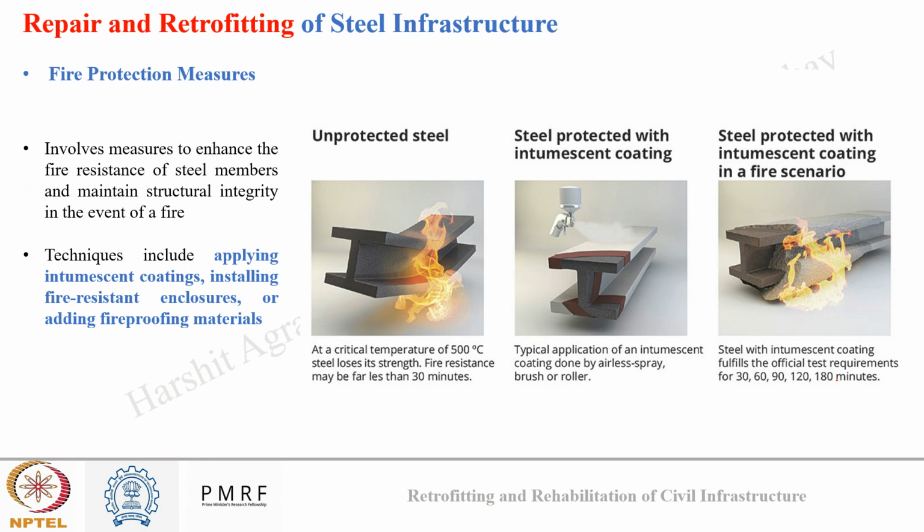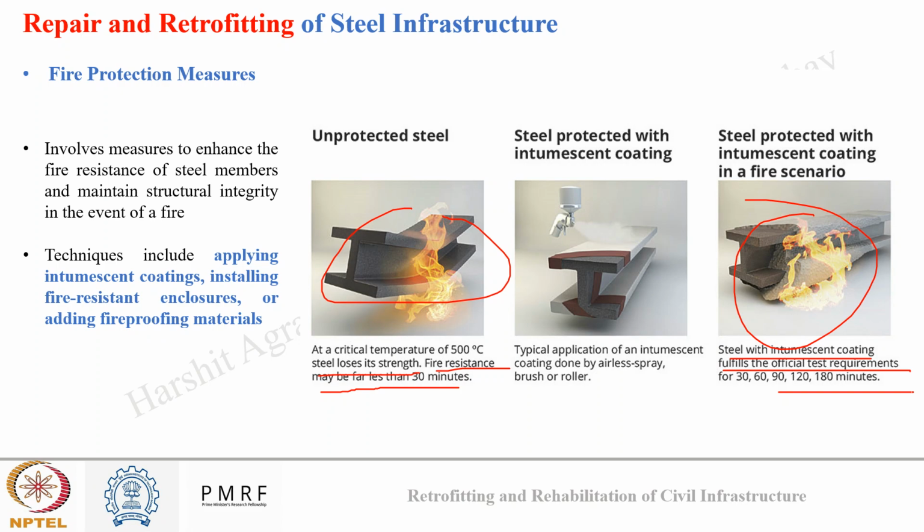As can be seen in the image, we have an unprotected steel where at a critical temperature of 500 degrees Celsius, steel starts to lose its strength, and fire resistance may be far less than 30 minutes. So within 30 minutes, you may see this whole beam collapse. However, if we apply some fire resistance coating on the steel surface, under fire also this coating will protect the steel, and it will help the steel to function for a longer time. So in this way also we can retrofit a steel structure.